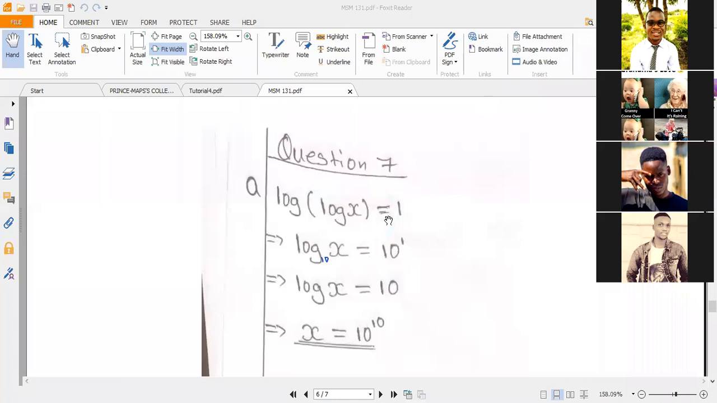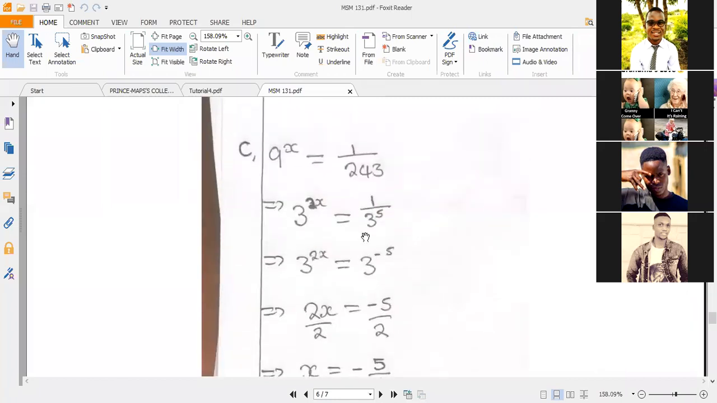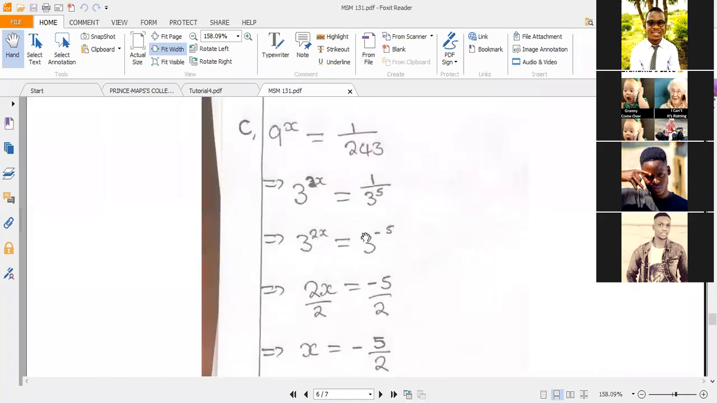All right, I hope we understand. Let's move on. I'll go to C. Skip B. You can do B. We'll go to C. 9 to the power x is equal to 1 over 243.